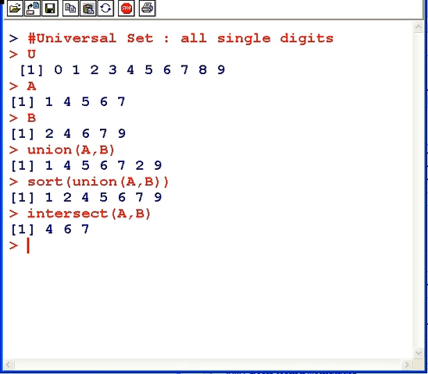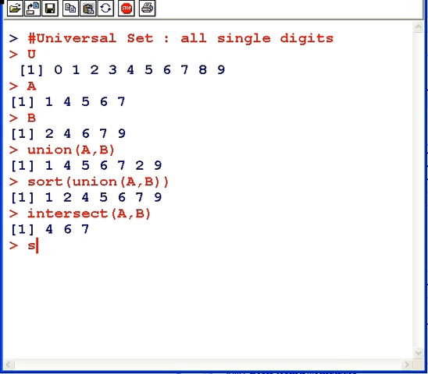Now, people would also be familiar with the idea of a complement. Now, the way I would approach that here would be to use this thing called set difference. I'll first off introduce the idea of a set difference with respect to A and B, and then use it afterwards to show the complement of A and B.